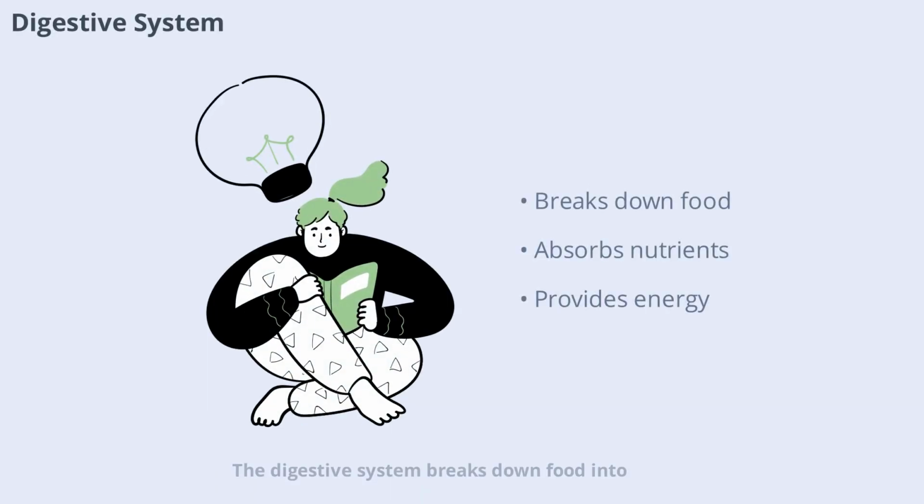The digestive system breaks down food into nutrients that the body can use for energy, growth, and repair. It includes the mouth, esophagus, stomach, intestines, and accessory organs like the liver and pancreas. This system ensures that our bodies get the fuel they need to function properly.